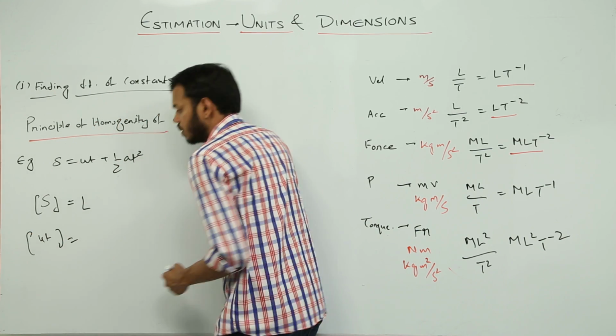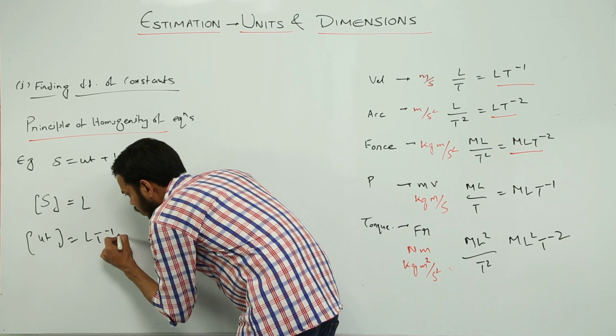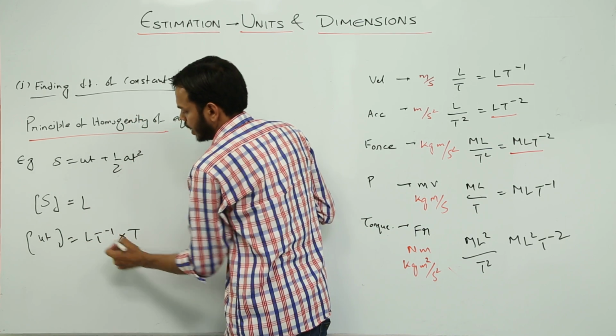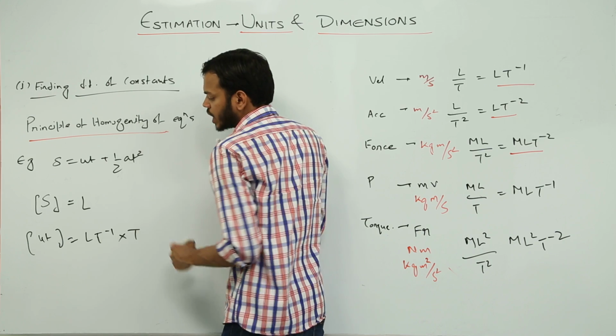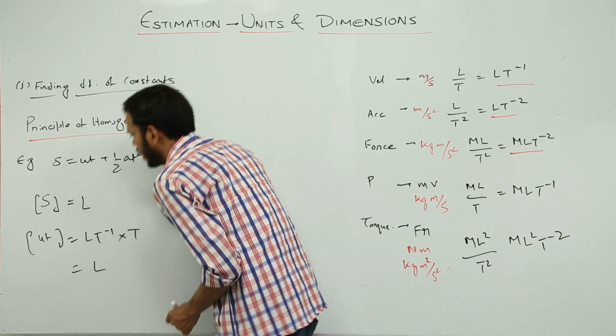Now let's talk about the dimensional formula of ut. What is u? Initial velocity. Velocity is meter per second, that is LT⁻¹, multiplied by time, which is T. So the powers get added up, −1 plus 1 is 0. So I am getting just L.